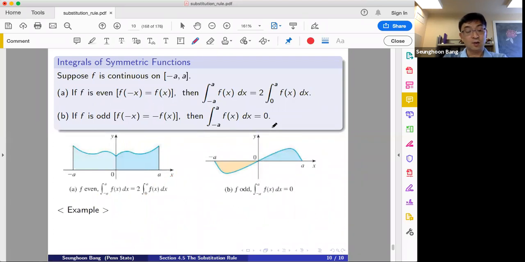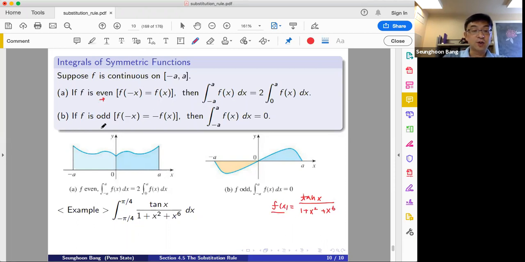So I'm going to give one example. How can you calculate this one? It looks very complicated, but let's think about it. You can check that f of x is the tangent of x over 1 plus x squared plus x to the 6th. So let me see: is the function f of x an even function or an odd function? Do you know even function, odd function? What do you think?